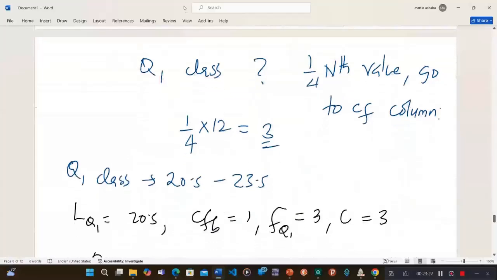How to calculate for those values, especially to identify the Q1 class? Of course, we said it is a quarter n-th value. So go to cumulative frequency and get that value. So if n is 12 divided by 4, you get 3. So you go to the cumulative frequency distribution table and find out which class corresponds to 3 on the column of cumulative frequency.